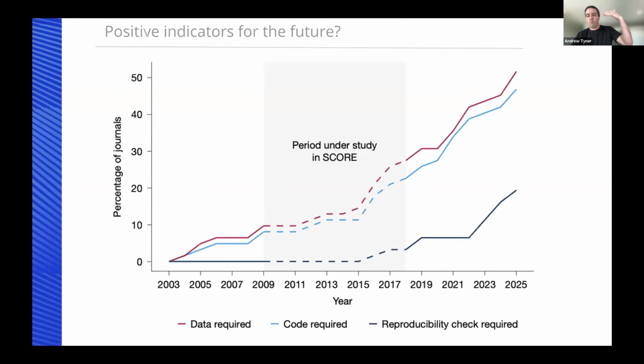There's more policies requiring data and code, and more policies actually verifying that the results can be reproduced during the period of study than before. But there's actually been an even larger increase afterwards. And in the case of code requirements among these journals, that's more than doubled since the close of our sample. And in the case of reproducibility checks, that's more than doubled.